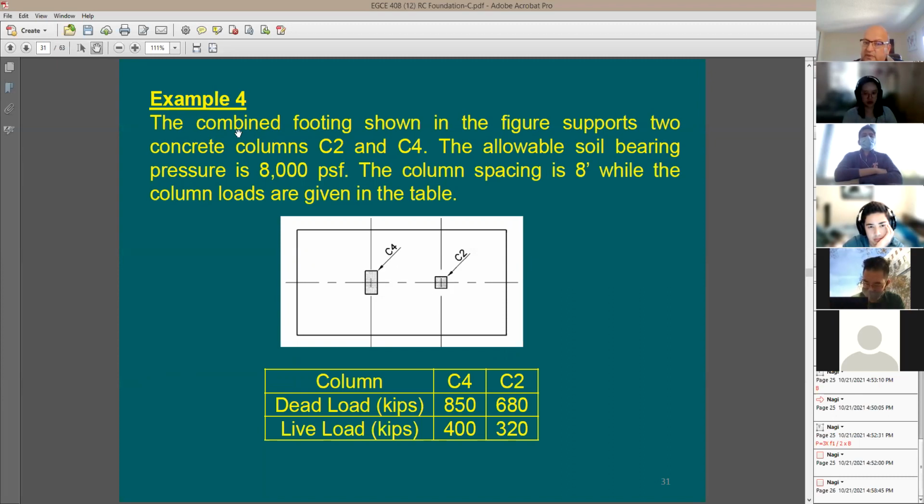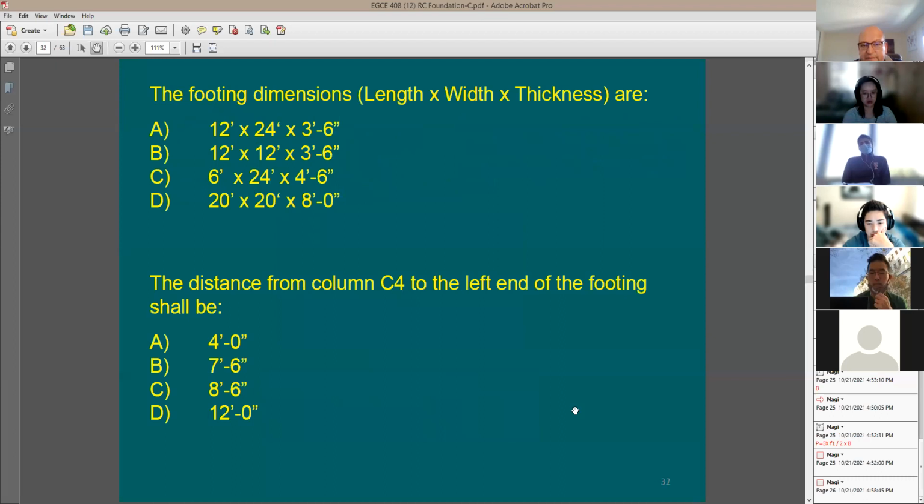As it says here, we have a combined footing supporting C2 and C4, right? The allowable soil pressure is going to be 8,000 PSF, like 8 KSF. Column spacing is 8 feet, so from the center of the column to the center of the column is 8 feet. The column loads are given in this table. Look here, they are not the same. C2 is going to have less load than C4, right? Dead load and live load.